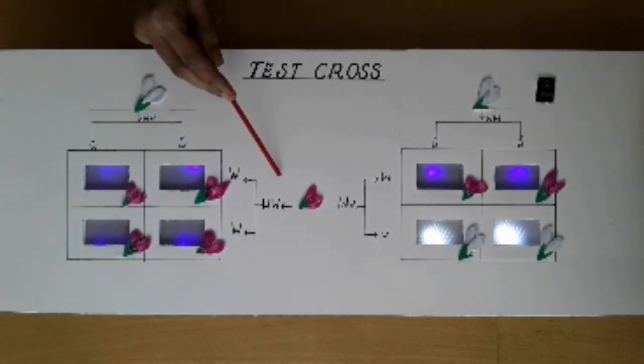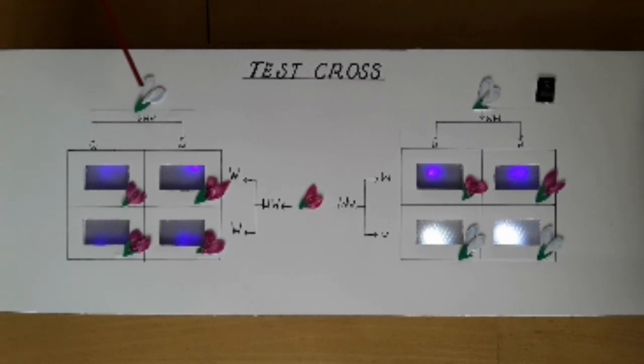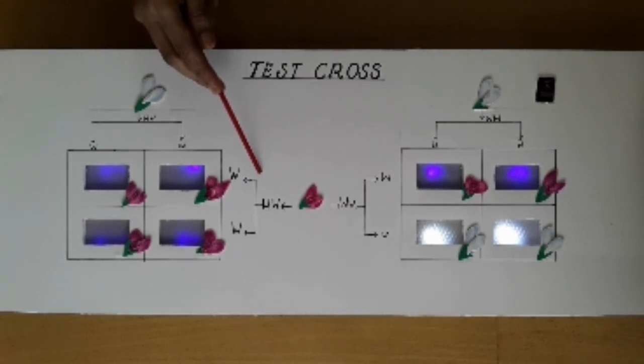If you are crossing a homozygous dominant purple flowered parent with a homozygous recessive white flowered parent, all progenies will have purple colored flowers. So if all progenies are purple, the unknown parent has a homozygous dominant genotype.